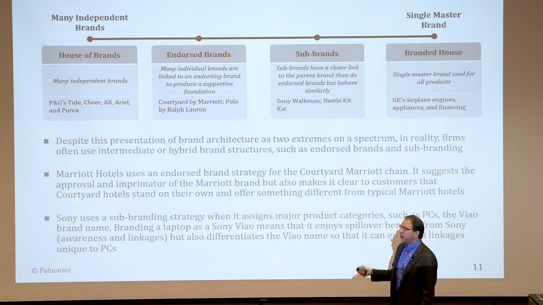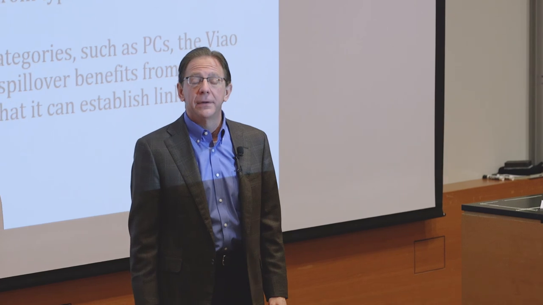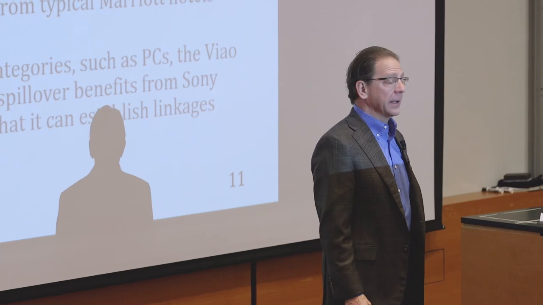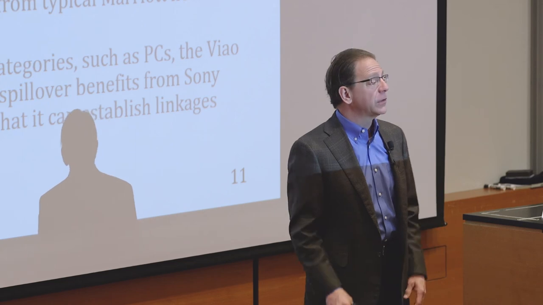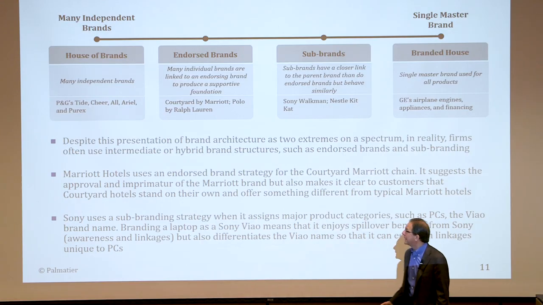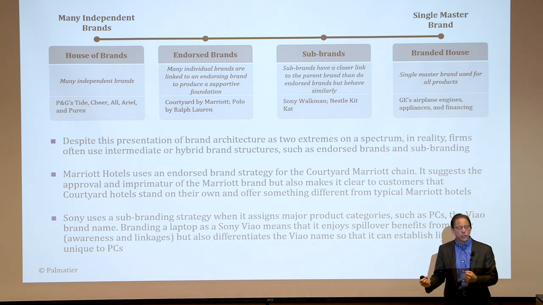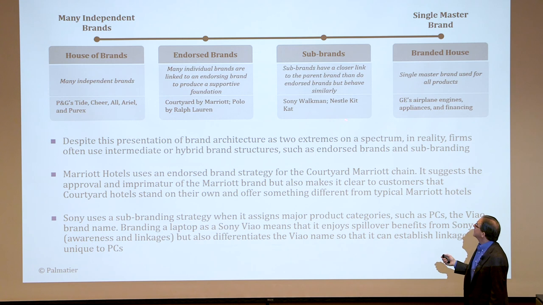But the advantage for them by doing it is, as soon as you heard Courtyard by Marriott, you say, oh, Marriott knows how to run hotels. So I bet this Courtyard is also run well and has high quality. Now, they made it very clear Courtyard is targeting a different market. It's really for the business travel. And if you looked at their ads, it would have been very clear about that. And there's a sub-brand, Sony Walkman. That's where you have a sub-brand of the product, and you put another, usually the parent name, on top of it. Nestle Kit Kat would be another example.